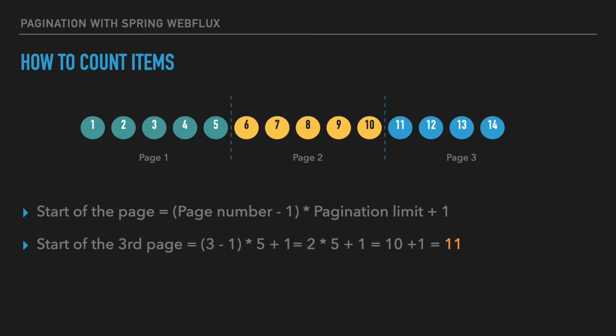So let's take an example. We have page number 3, and 3 minus 1 is 2. We multiply it by 5 and get 10, and finally we add 1, which means that the 11th item is the first item of page 3. Then we also use the limit in order to get only 5 items, from the 11th to the 15th, but we have only 4 values here, so we will have only 4 items on page number 3. So this is how we can calculate pagination, and let's see how we can implement it and where we could place it in Spring Webflux applications.